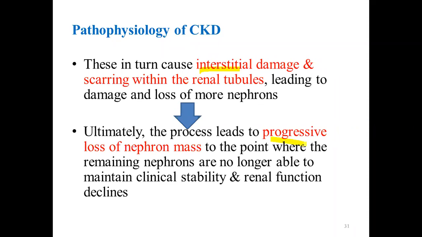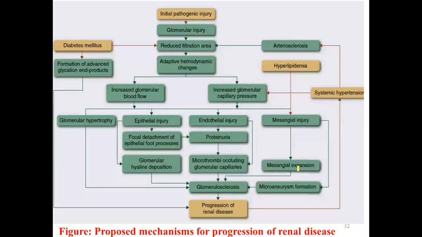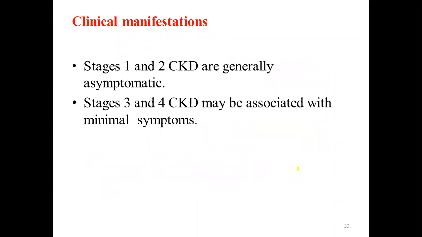It reaches the point where the remaining nephrons will no longer function to maintain clinical stability, and renal function will decline. This is where we say there is progressive damage. So as long as we are not controlling the progression of the disease by preventing or treating the proteinuria, the disease will progress, and the patient will have advanced stage renal disease. I think this is a summary of what I have said, maybe you can read this one.